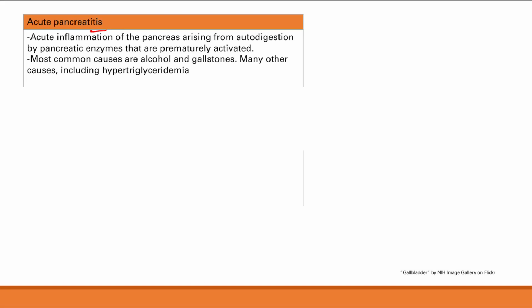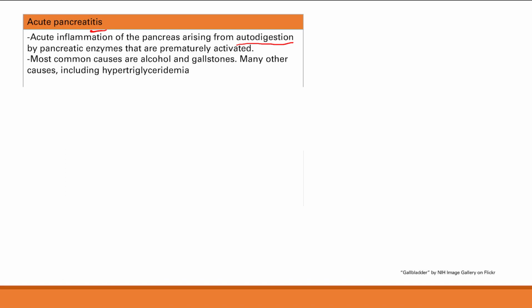So again, itis, inflammation of the pancreas, and it arises from autodigestion by pancreatic enzymes that are prematurely activated. So note that this is not a bacterial infection, okay? This is from autodigestion by pancreatic enzymes. So it's pretty much digesting itself, unfortunately. Now, the most common causes of this autodigestion are from alcohol and gallstones.